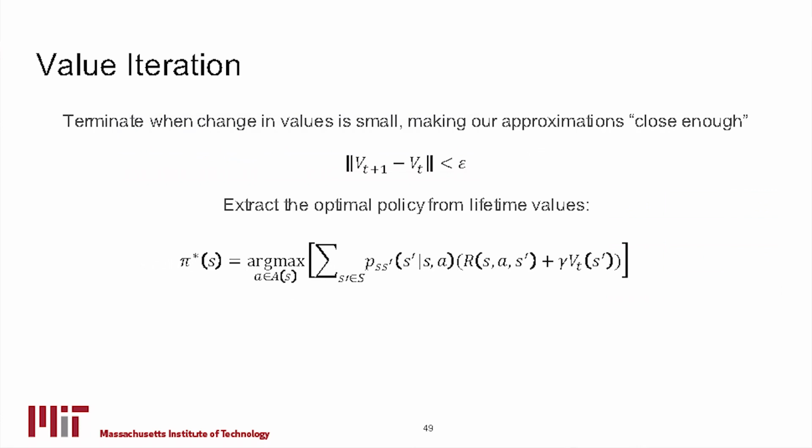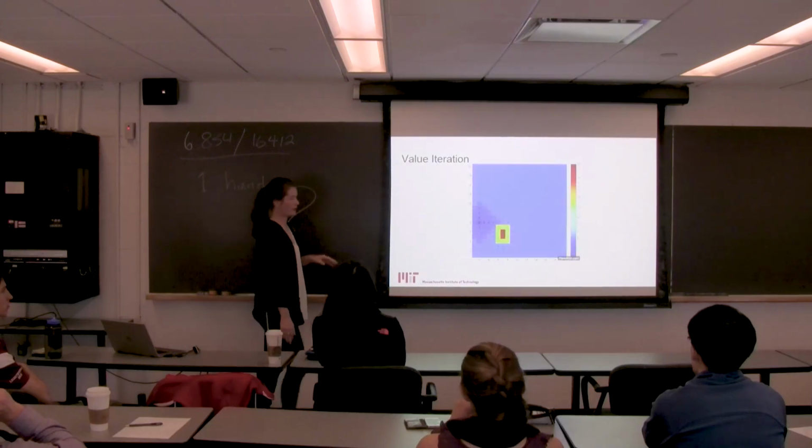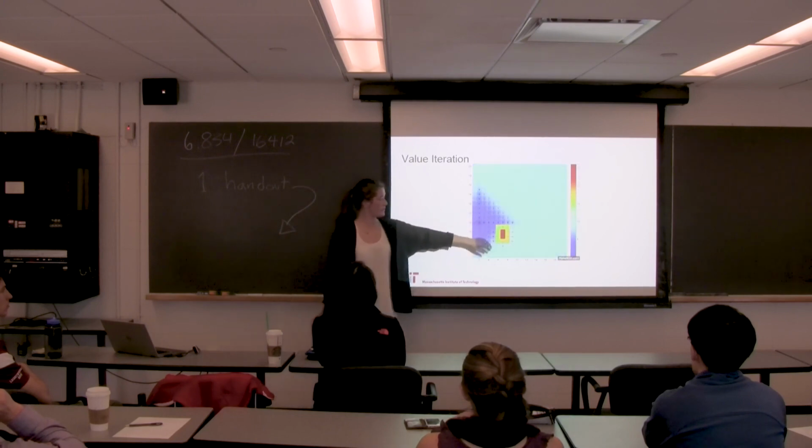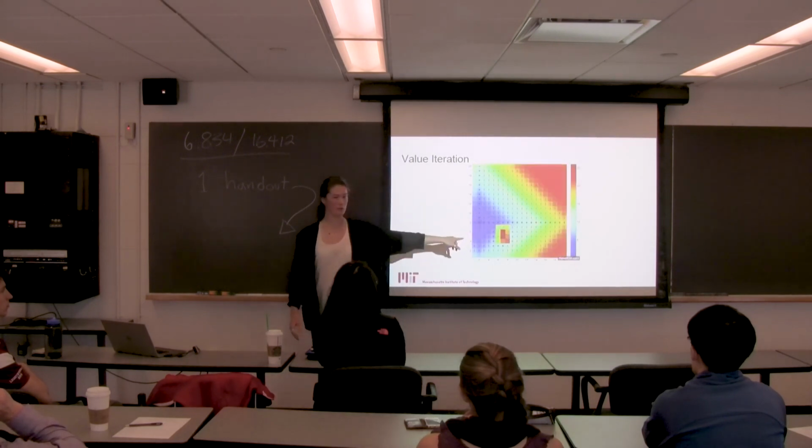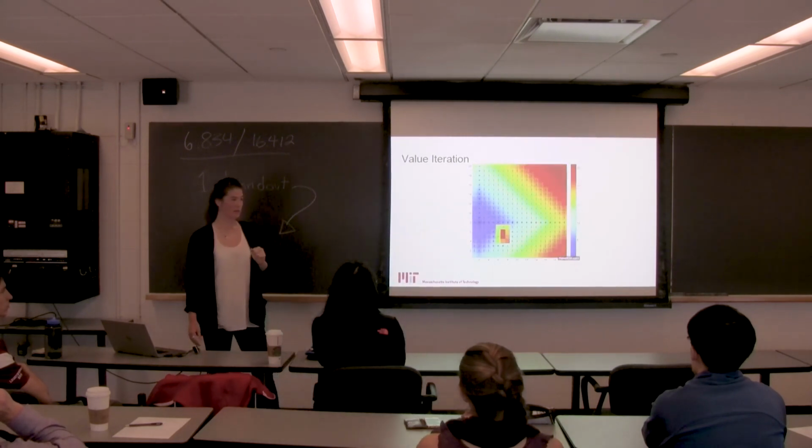The way this works is you would repeat those iterations until your changes in value become what we consider small enough, which would indicate that your approximation is close enough to the real value. From there, you would extract the optimal policy from the lifetime values. You see the same Bellman equation, and you're now just taking the action from it, and you would map those actions to your states. An example of what this might look like propagating out, if you say blue is the reward and red is an obstacle, is that you can see the value propagate out, and you start seeing your policy by the arrows. Anybody have any questions?